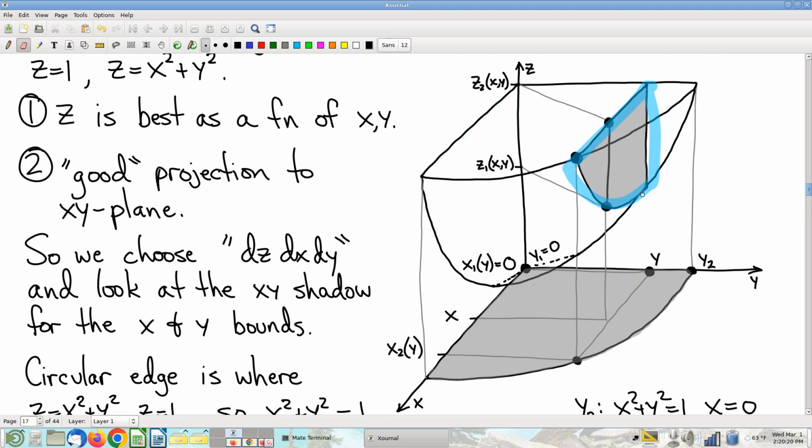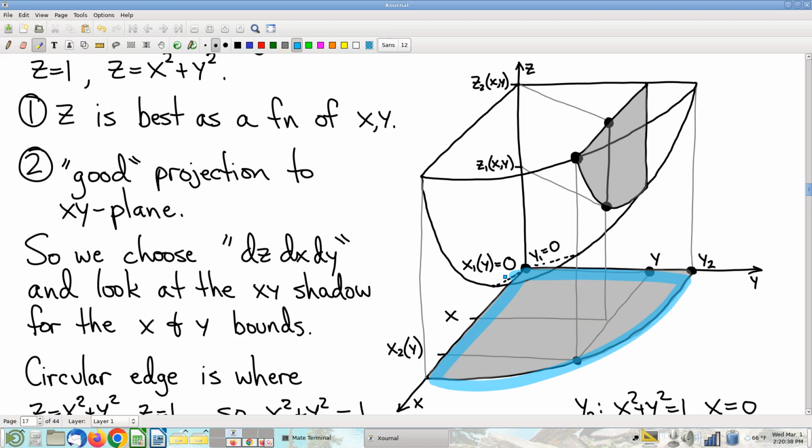And good news, don't even have to worry about it all that much because the shadow, much easier to draw, tells everything you need to know about your x and y bounds. Much easier art problem, if nothing else. Everybody see the end there?